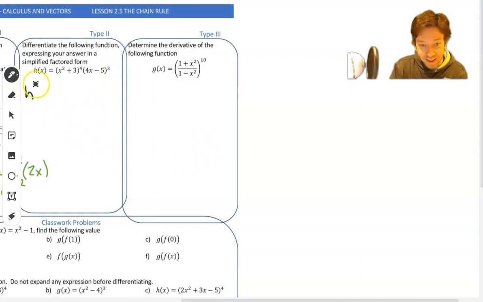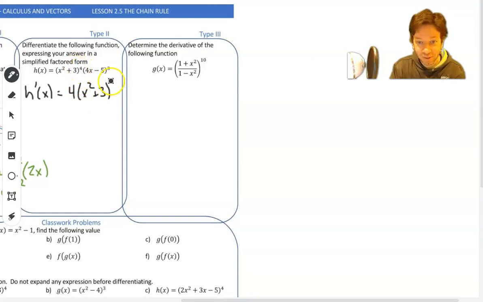So let's do this. h prime of x. First, product rule. We're going to find the derivative of this part, so we're going to apply the chain rule. Applying the chain rule, we're going to get a 4 in front, times that function x squared plus 3.